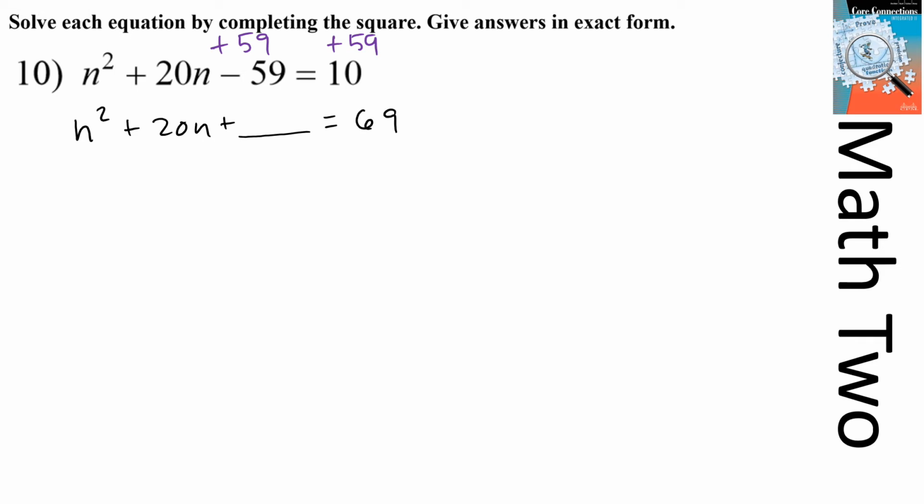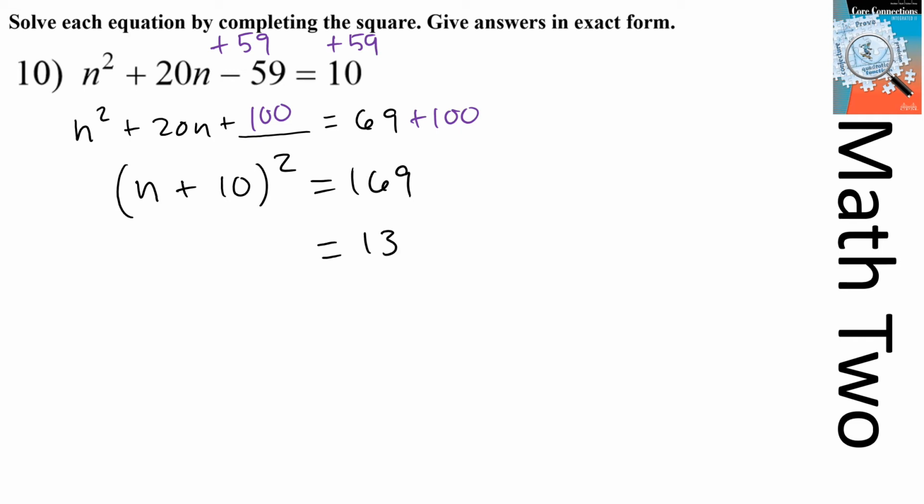And what I do next is I'm going to take half of 20, which is 10, and square that. So to complete the square, I'm going to add 100 to each side. On the left-hand side, that is now a perfect square trinomial, and it actually is n plus 10 quantity squared. The right-hand side is 169, which is a perfect square. If I take the square root of both sides of that, on the left-hand side I get simply 13. And on the right-hand side, when I take the square root of a perfect square, I switch to the absolute value function.